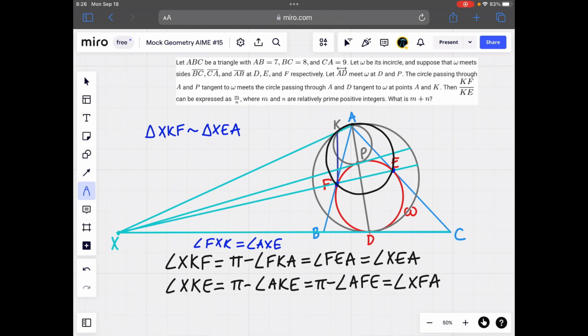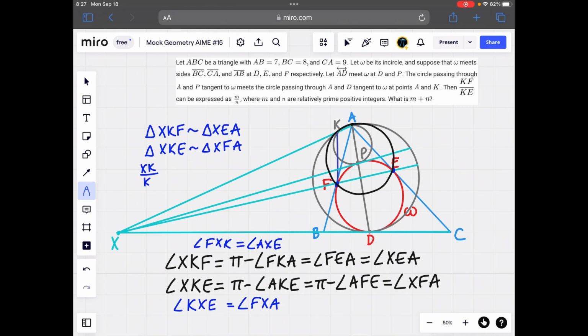And from the second one, we also have a similar thing that goes on in the second equation. We have that angle KXE equals angle FXA. So these two triangles are similar. We have XKE is similar to triangle XFA. So we can get some similar triangles relationships from these two triangle similarities that can possibly allow us to find KF over KE.